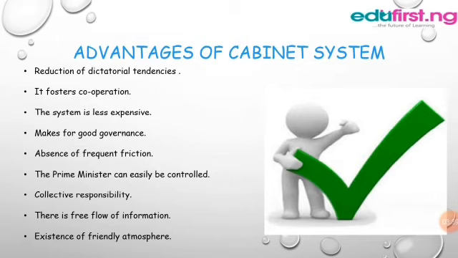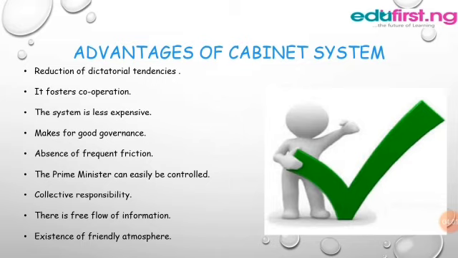The system is less expensive. The cabinet system is less expensive than the presidential system because in the cabinet system, members of the executive and the legislative arms are elected in one election, and also lesser people are involved since members of the executive are also the members of the legislature.